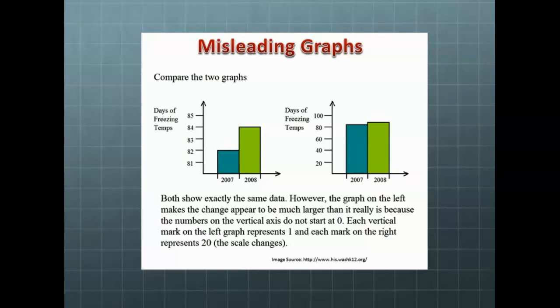Both graphs show the days of freezing temperatures in 2007 versus 2008. However, the graph on the left makes the change appear to be much larger than it really is because the numbers on the vertical axis do not start at zero. It starts at 80 days. Each vertical mark on the left graph represents 1, and each mark on the right graph represents 20. The scale changes.